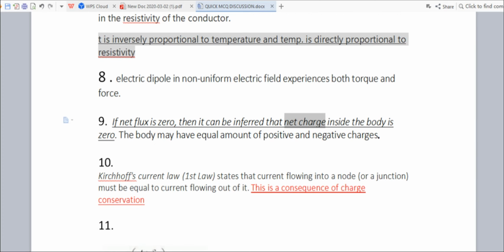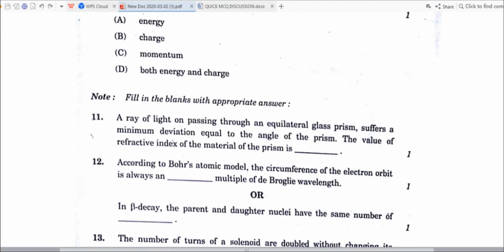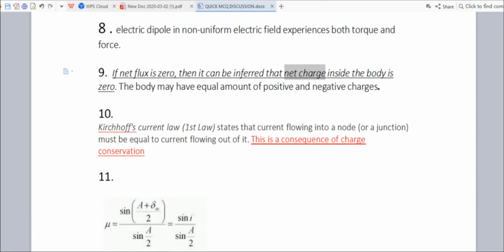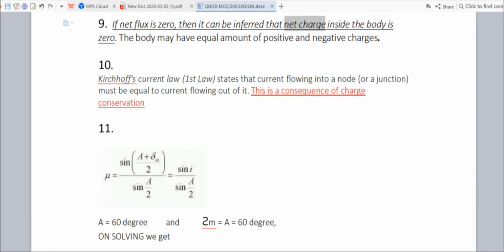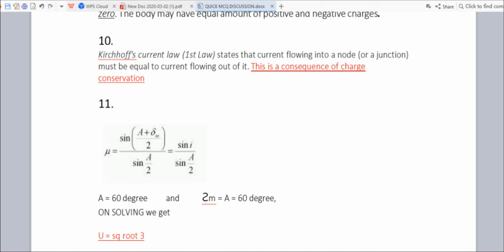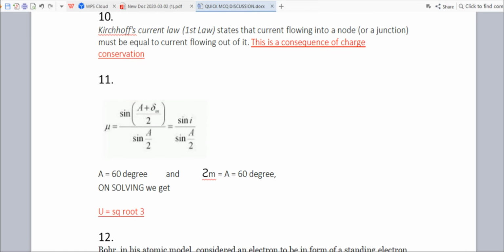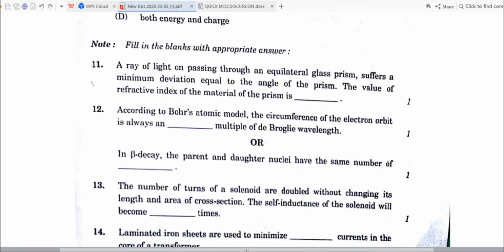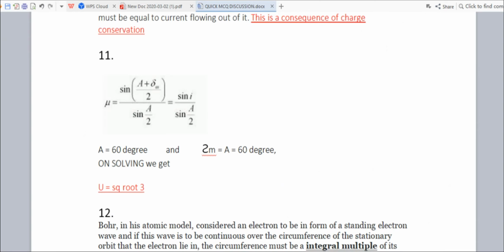is by the conservation of charge. Then 11th, here the minimum angle of deviation is equal to the angle of prism, and it is an equilateral glass prism. That means A equals 60 degrees, and that is equal to delta m. Now you remember this formula of refractive index, mu equals sine of (A plus delta m) by 2 upon sine of A by 2. So put the value of A and delta m, you'll get mu equals root 3. Then Bohr. According to the Bohr atomic model, the circumference of the orbit is an integral multiple.